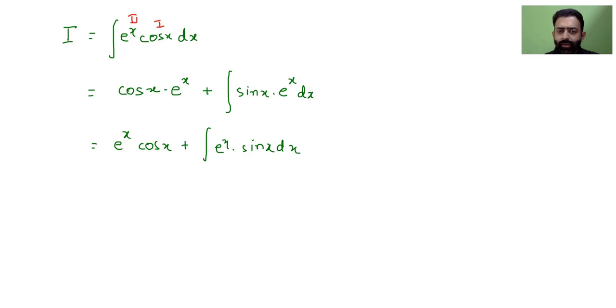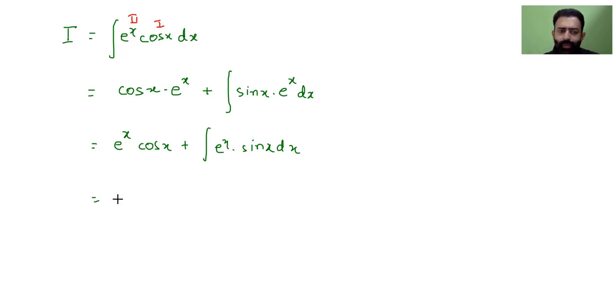Now as you can see here, it is just an extension of the previous topic, which was using integration by parts twice. So here again you are seeing that there are two functions in multiplication. One is exponential and second is trigonometric. So you will apply integration by parts again.